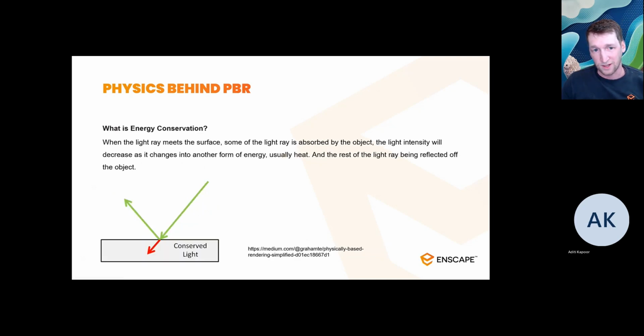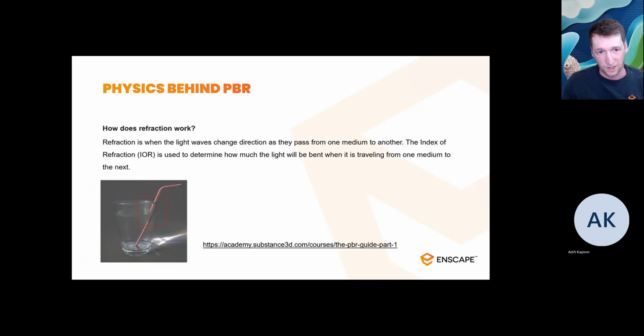And then energy conservation. When a light ray meets a surface, some of the light ray is absorbed by the object. The light intensity will decrease as it's changing into one form of energy, usually heat, and the rest of the light will be reflected off the object. So again, this is all stuff that's going to help us understand how these materials are working and why we want to use them. And then how does refraction work?